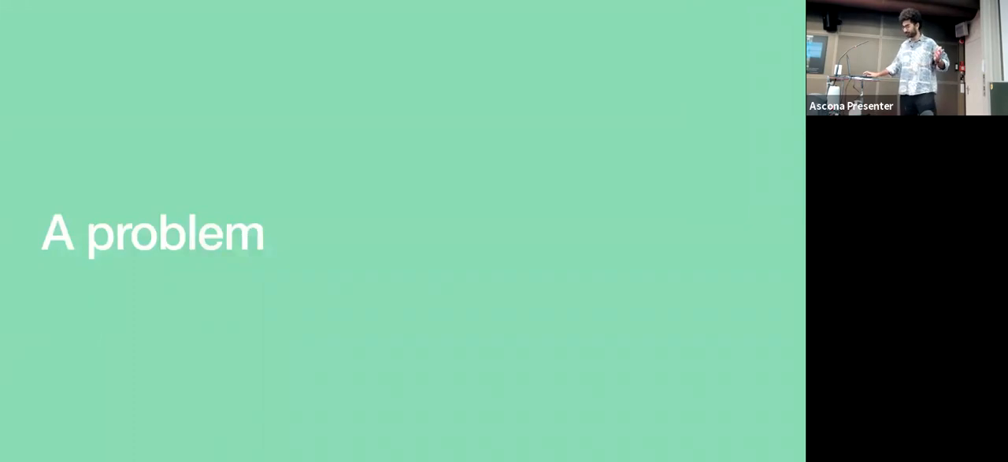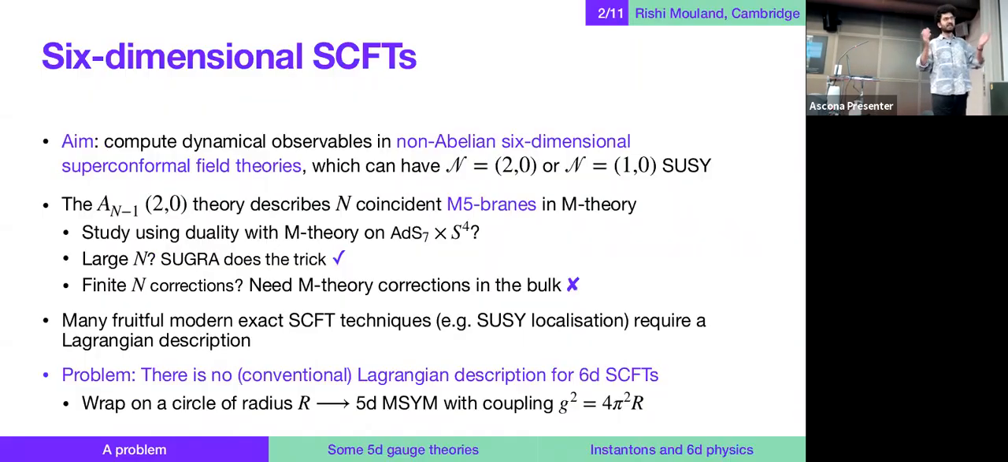So first, this problem. My aim really here is to try and, we want to get better at computing dynamical observables in six-dimensional SCFTs. We can do a lot with symmetries these days, obviously more than ever, but still I want to be able to calculate things which aren't fixed, even by bootstrap methods. Now, although I'm not really going to talk about M theory that much, it's important to note that the A_{N-1} models, (2,0) models, describe M5 branes.